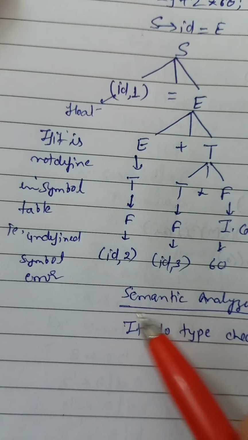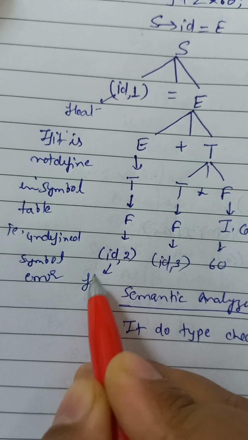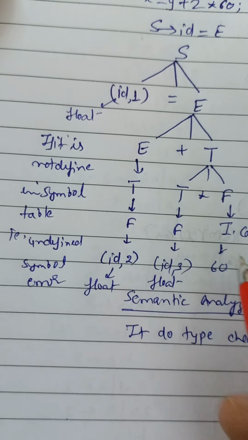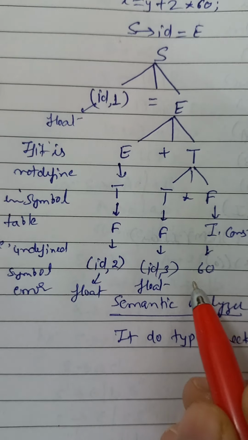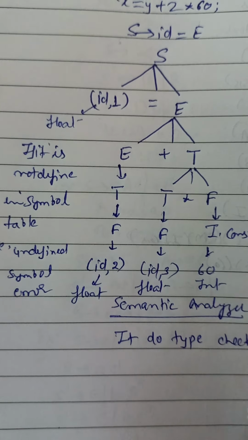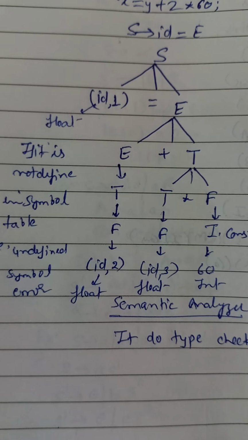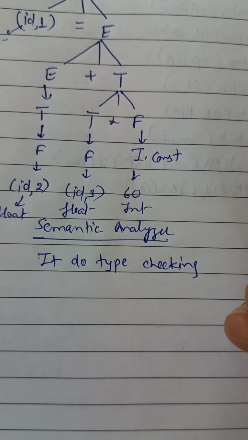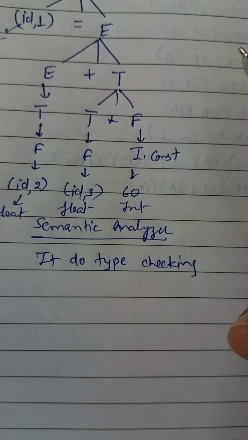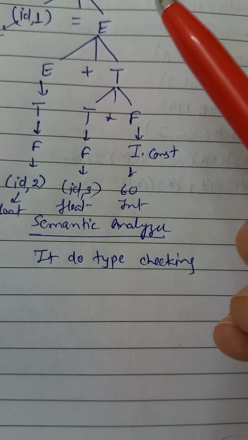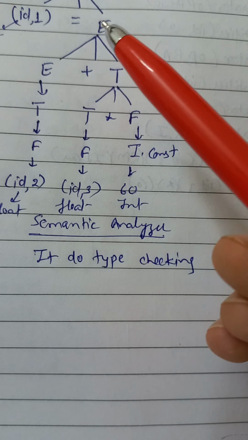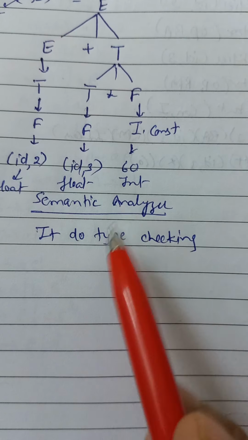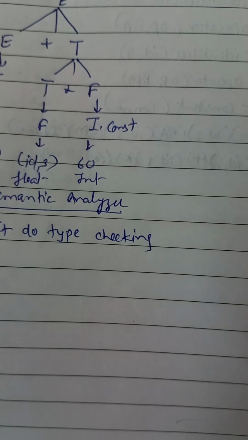So this is also float, this is also float, given in the symbol table, and suppose this is also given as float in the symbol table, but here we can see clearly that this is of integer type. 60 is of integer type. So what happens? Operations only happen when the identifiers are of the same type. Because this is integer, it will do typecasting.